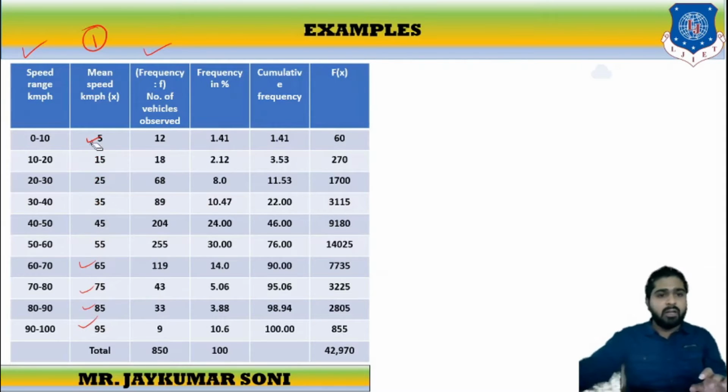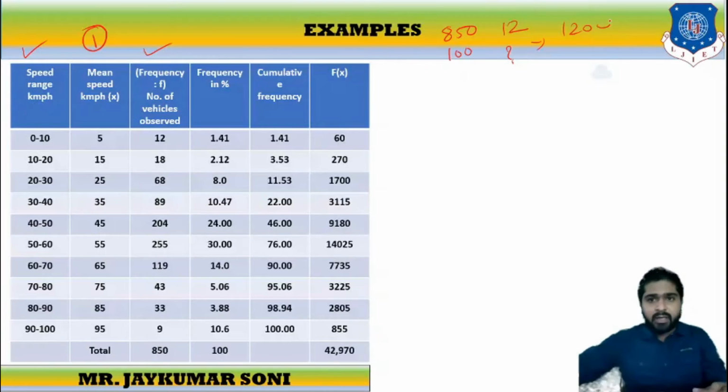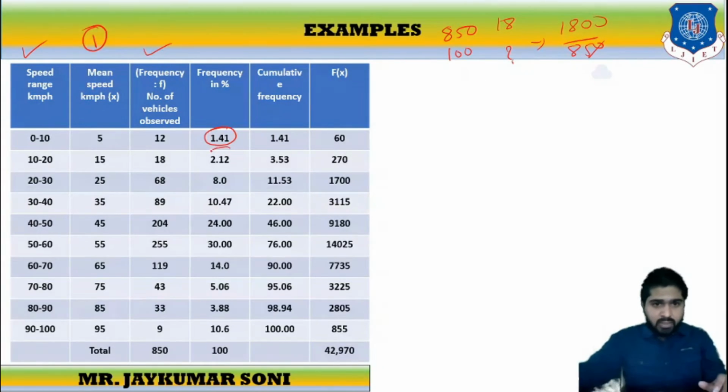Now, in the next part, I will calculate the percentage frequency. If a total of 850 vehicles are there, and out of that 12 vehicles are moving with this speed, then out of 100, how much will it be? It will be 1200 by 850, which gives 1.41. Similarly, if the frequency is 18, then for 100 it is 1800 by 850, which gives 2.12.